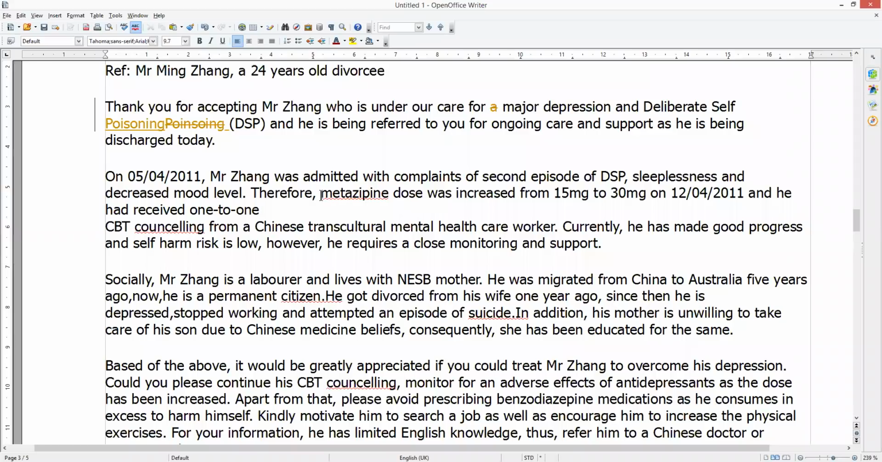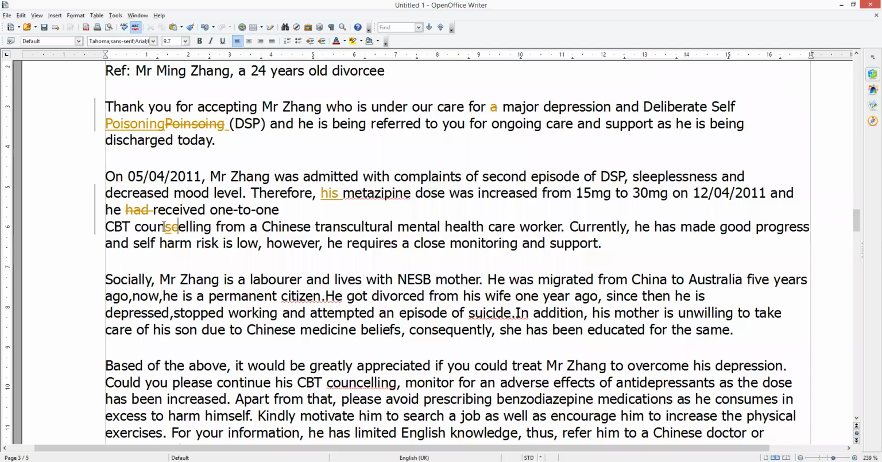Metazine what? His, those, the, those. We need some pronoun or article in front of that. And he had received, he received, or he received one-to-one CBT counselling. Or if we know when, we can use the simple past. That should be spelled with an S, counselling.